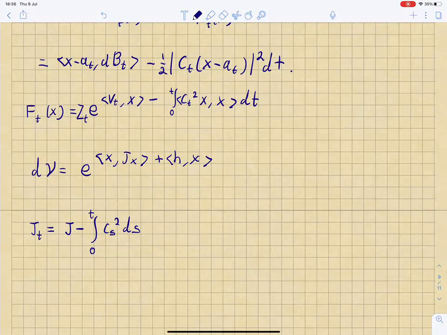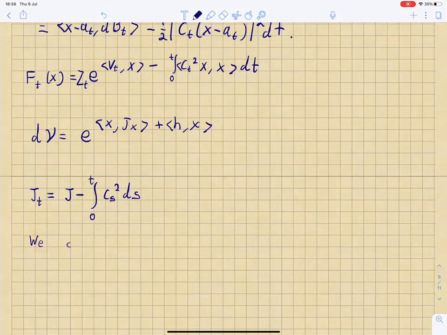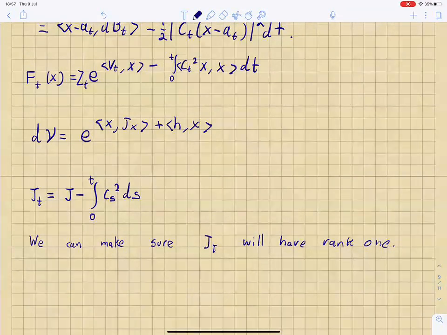I can basically always choose my matrix C so it just cancels out all of the positive directions of J, but I do have a rank one constraint. So I can always end up in a way that J at some stopping time will be a rank one matrix. So we can make sure that J at some stopping time tau will have rank one, just by choosing Ct to be basically the projection onto all of the positive directions of J except this direction where I can't be positive. This is basically the idea.